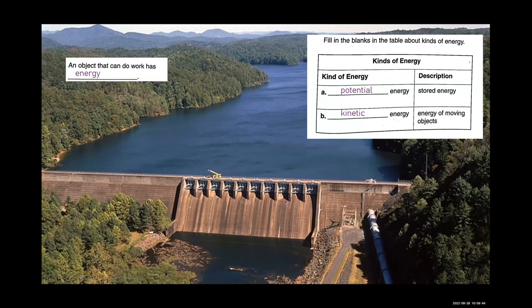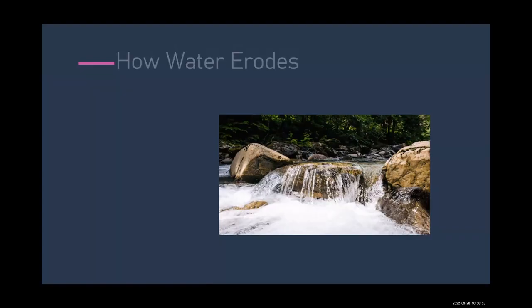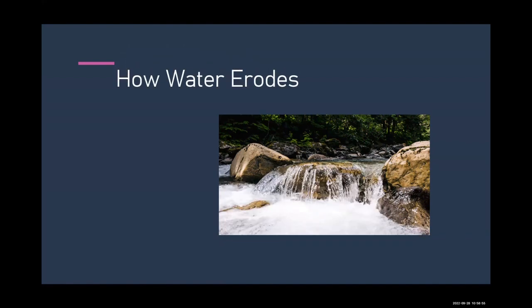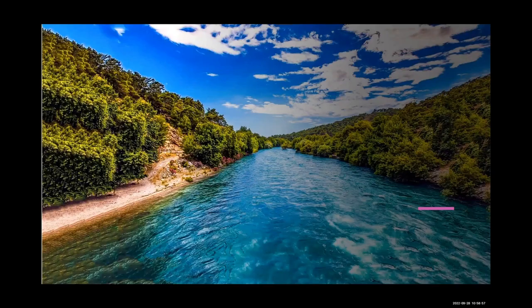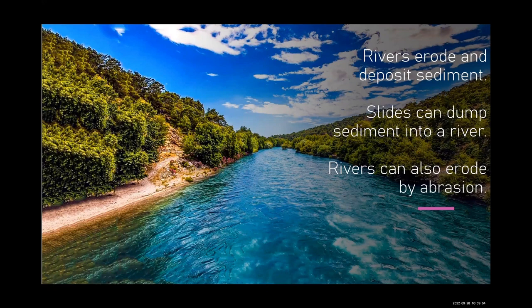So an object that can do work has energy. Potential energy is stored, and kinetic energy is that which is possessed by moving objects. So how does water erode? Well, water erodes by sediment mainly. So rivers erode and deposit sediment, and slides can dump sediment into a river, like a rock slide or a landslide or a mudslide. And rivers can also erode by abrasion, and this also involves the sediment.